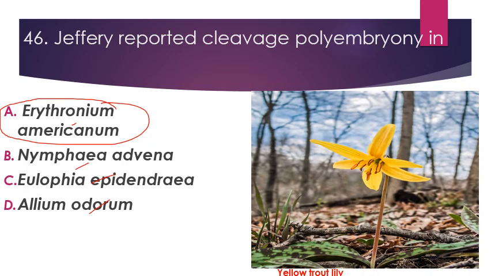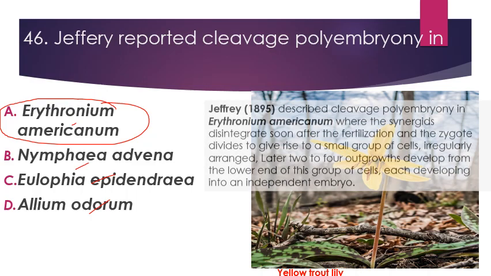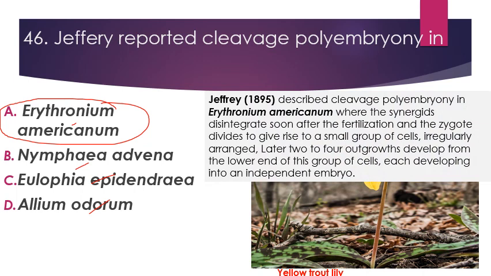This is the plant Erythronium americanum, which is commonly known as yellow trout lily, and polyembryony was first observed by Leeuwenhoek in orange or citrus fruit. Jeffrey in 1895 described cleavage polyembryony in Erythronium americanum, where the synergids disintegrate soon after fertilization, and the zygote divides to give rise to a small group of cells irregularly arranged. Later 2 to 4 outgrowths develop from the lower end of this group of cells, each developing into an independent embryo. That is called polyembryony. So it was first observed by Jeffrey in Erythronium americanum.